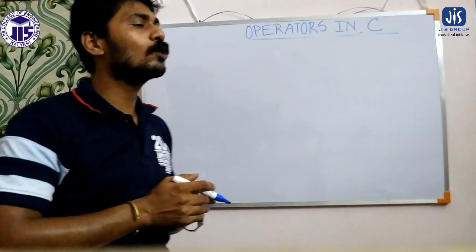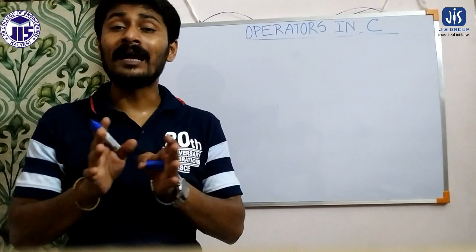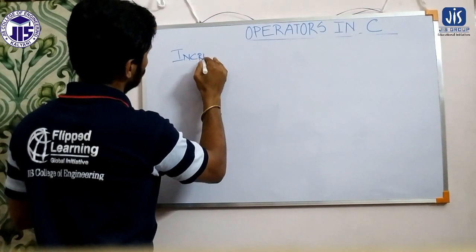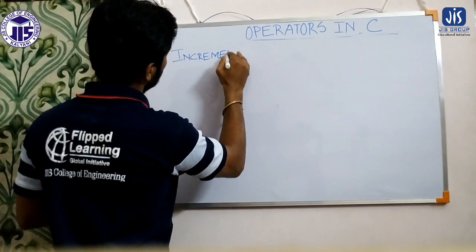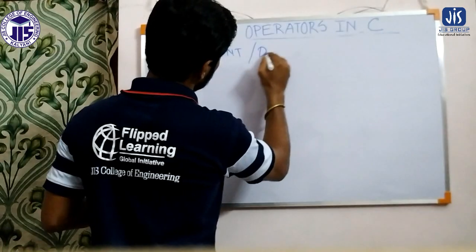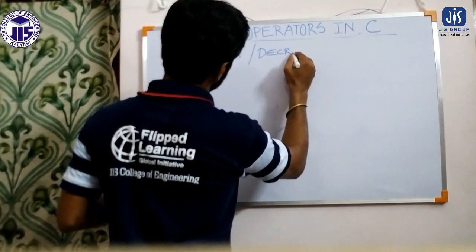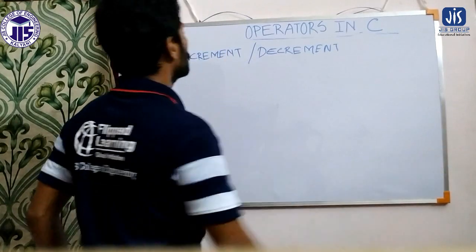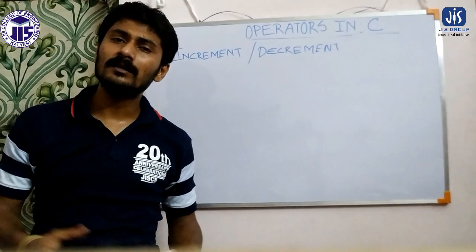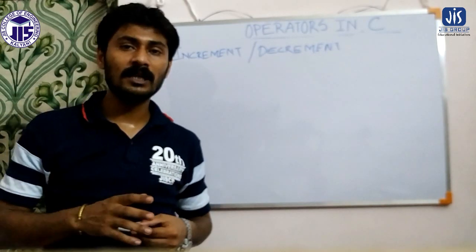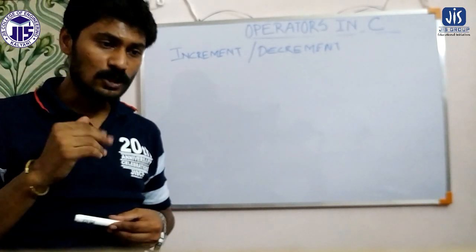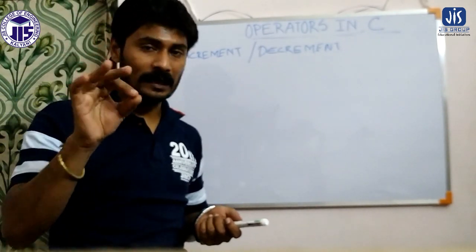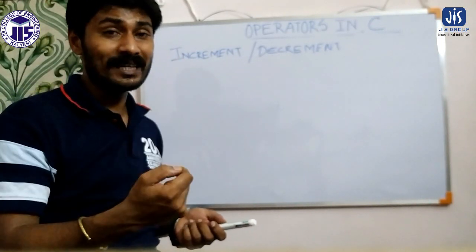The next operator that we are going to discuss is the increment and the decrement operator. From the name, we can see that we can perform increment operation and decrement operation by using this operator. Increment means it will increase the value, decrement means it will decrease the value, always by 1. By 1 increment it will increase by 1, by 1 decrement it will decrease by 1.